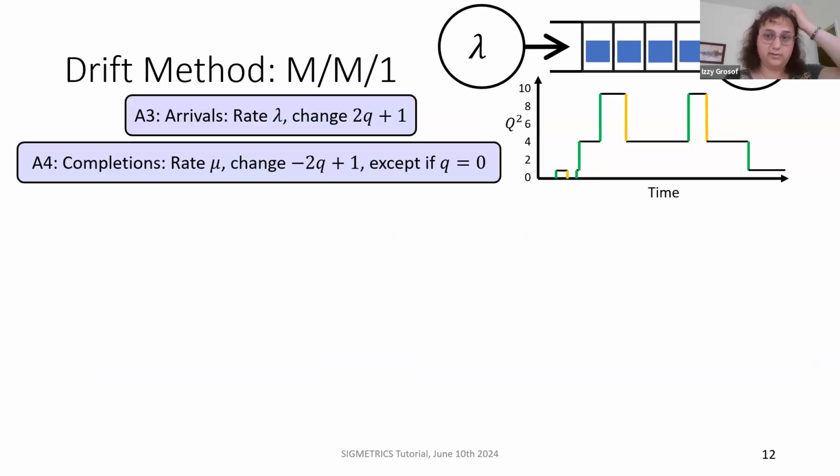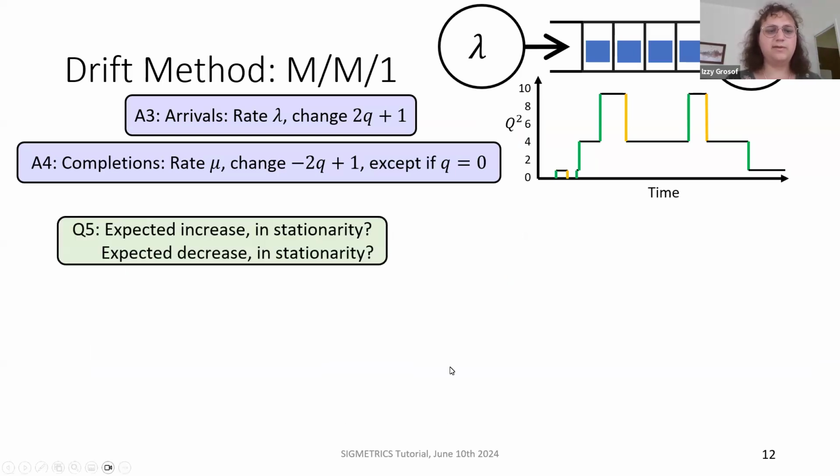So now what are we going to do with this? Well, we know the rates of change at a particular Q length. Now we're going to look in stationarity. So what is the expected increase in Q squared at a stationary moment in time? What is the expected decrease at a stationary moment in time?